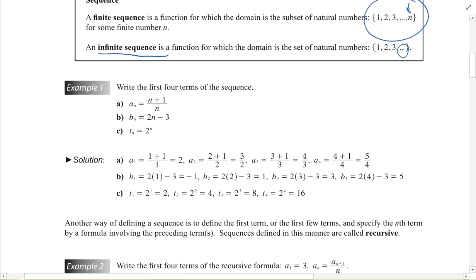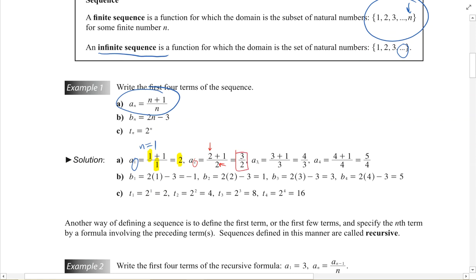Here we have a sequence, a_n equals (n plus 1) over n. For the first term, n becomes 1. So a subscript 1, n equals 1, and you substitute in. You can see that I replace the letter n with the value of n. When you do that, you get 2 as your answer. Then for a subscript 2, I replace n with the number 2, and we get 3 over 2, the answer for the second term.